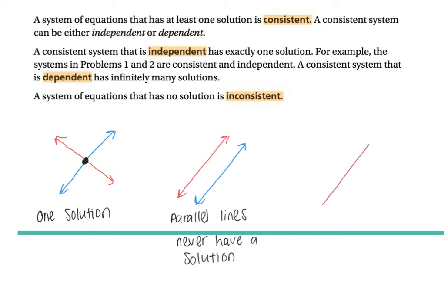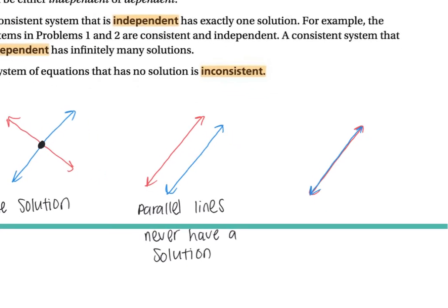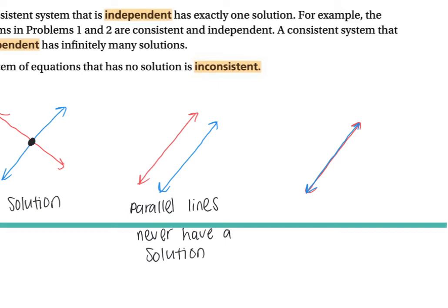Let's say our red line is here, and our blue line is the exact same line. Infinitely many solutions. Very good. Because they intersect all the time, right? There's infinitely many times that they intersect. So this last one is infinitely many. It's the same line. Okay?